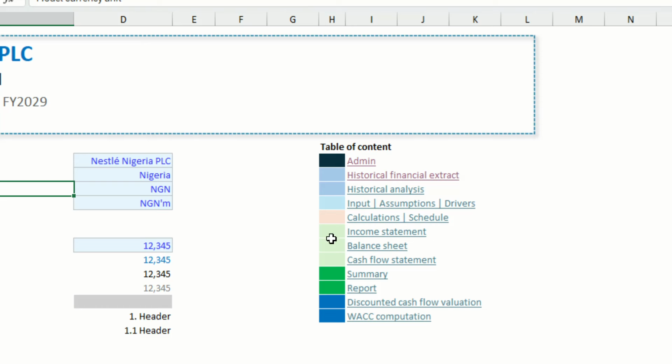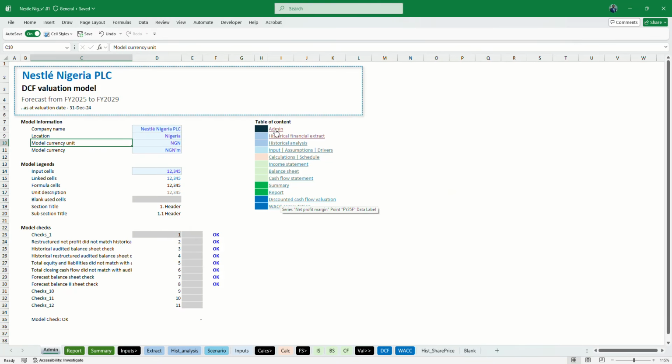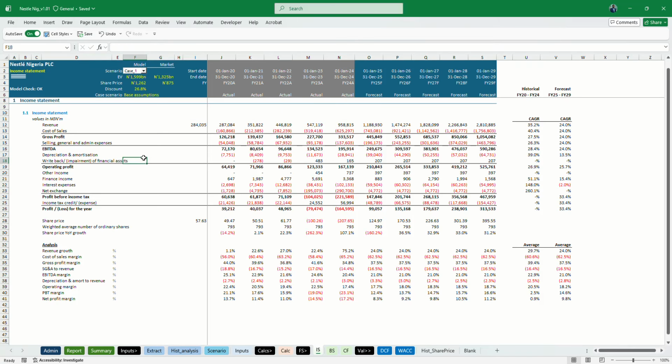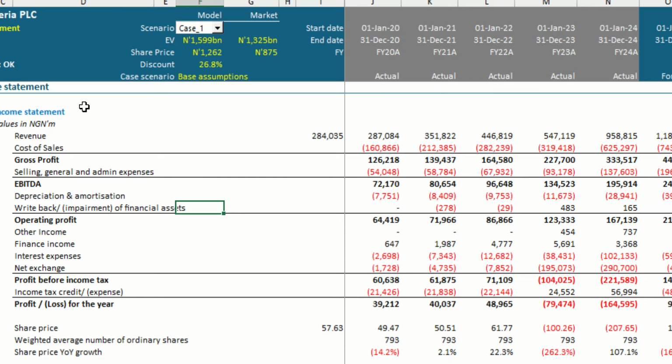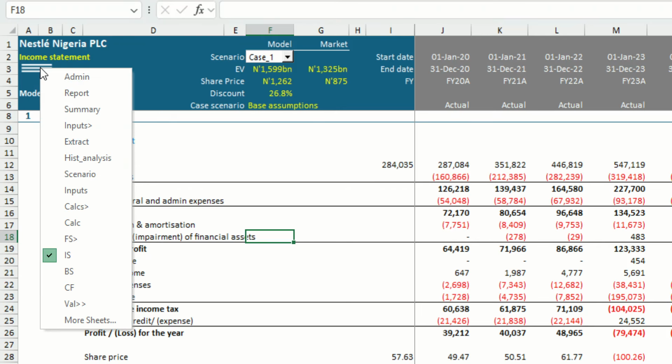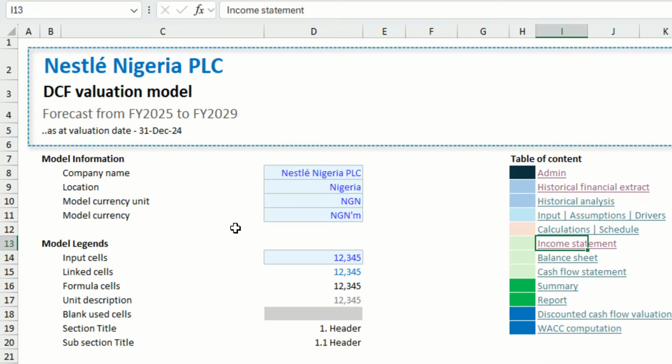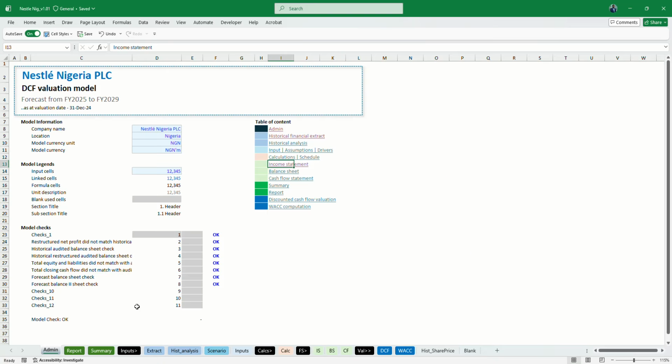Then you have the table of contents. So we have the admin, historical financials, historical analysis, which we are going to go through one after the other. And also you can navigate from here. Let's say we're going to the forecast income statements. It brings us here. And on each worksheet, you can also navigate from there by just clicking on this for us to navigate to where we want. So let me go back to the admin worksheet.